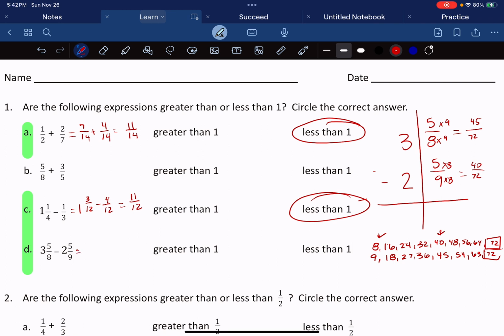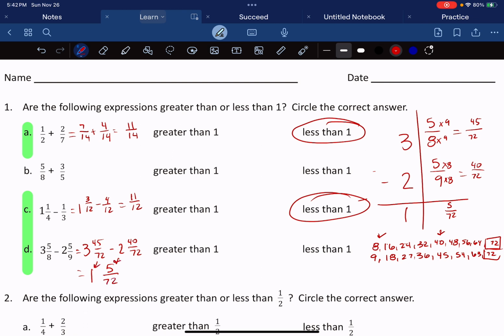So now I have 3, oops, let me make that a little bigger. 3 and 45 over 72 minus 2 and 40 over 72. My denominator is 72. I can subtract 45 and 40. That gives me 5 here. And then 3 minus 2 is 1. So I get 1 and 5 out of 72.